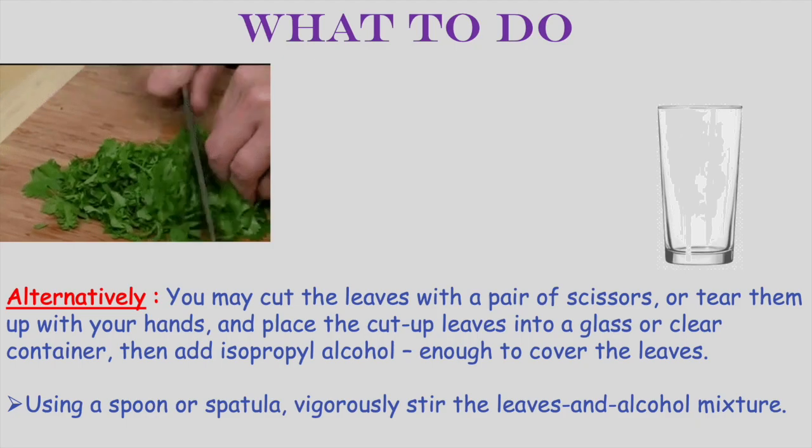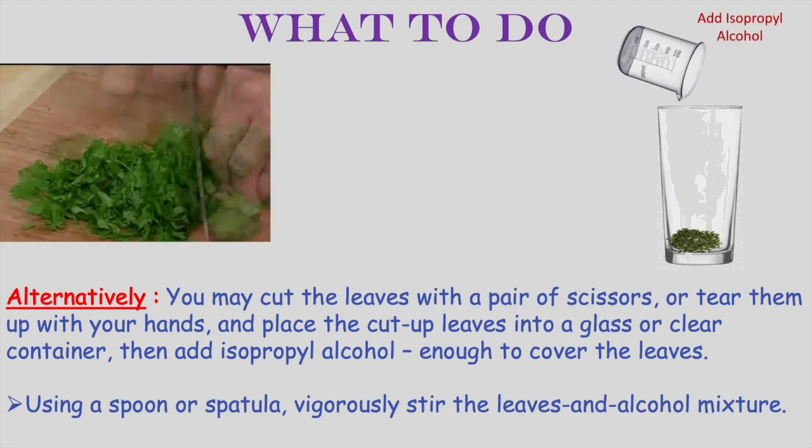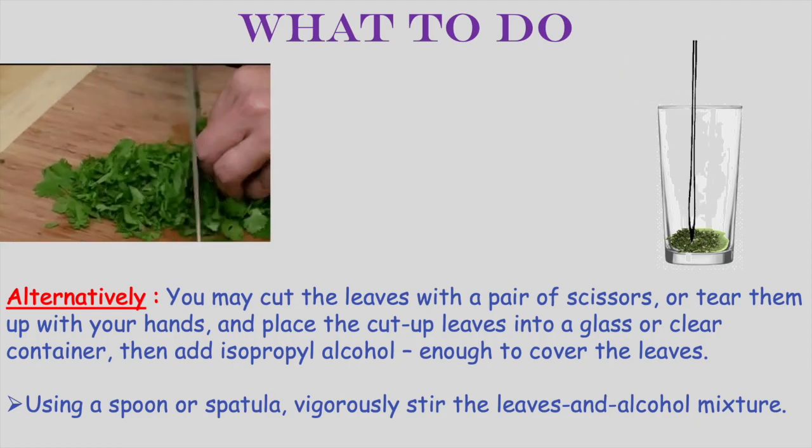Alternatively, you may cut the leaves with a pair of scissors, or tear them up with your hands, and place the cut-up leaves into a glass or clear container. Then add isopropyl alcohol, enough to cover the leaves. When that is done, get a spoon or spatula to vigorously stir the leaves and alcohol mixture.